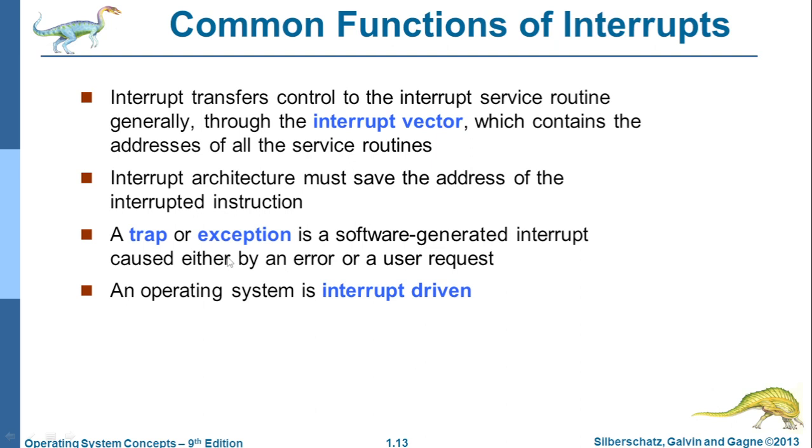A trap or exception. Exception is a software generated interrupt. If there is an error in the software or error in the process, or if we want to end the software, or if we want to interrupt the software or finish the work of software, then a trap or exception interrupt is caused. So we can say that an operating system is interrupt driven. Means if we want to close, if we want to control a process, or if we want to finish a process, we need interrupt.